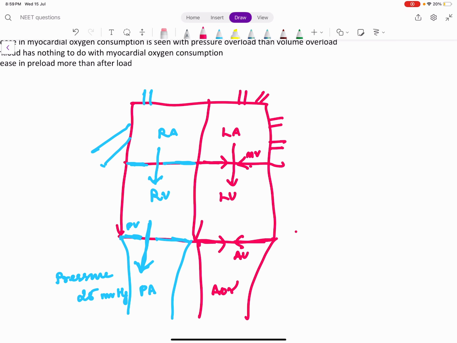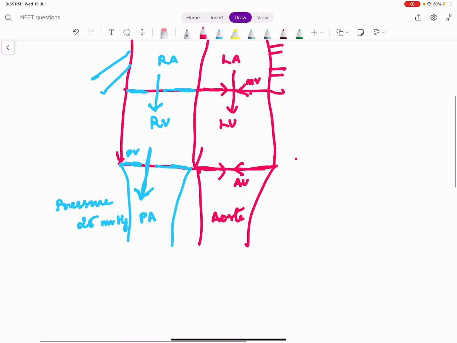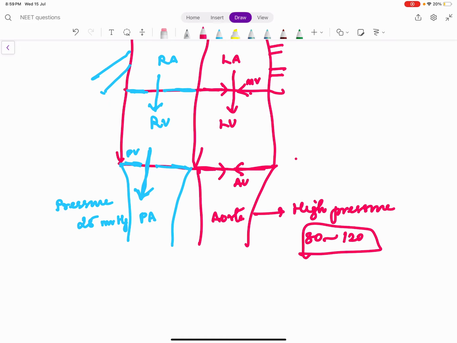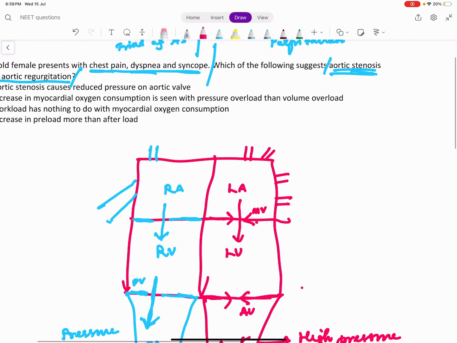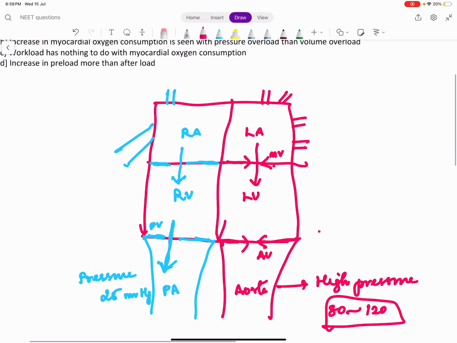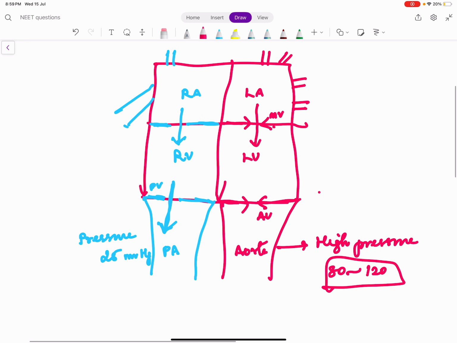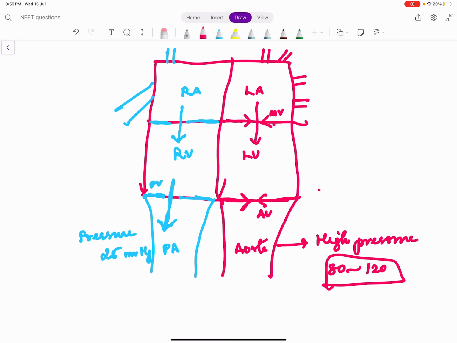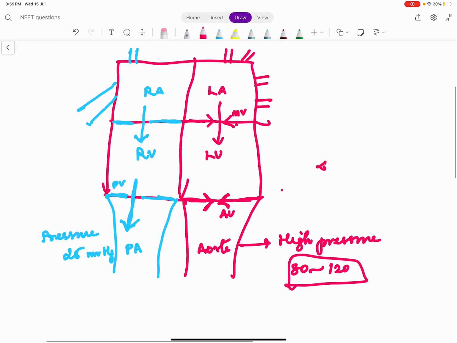This is the aorta. In contrast to the pulmonary system, the aorta is the high pressure system. We know very well the normal aortic pressure is around 80 to 120, right? So this is how blood flow occurs. In aortic stenosis, what happens? Aortic stenosis is narrowing of the aortic valve to less than 2.5 centimeters square.